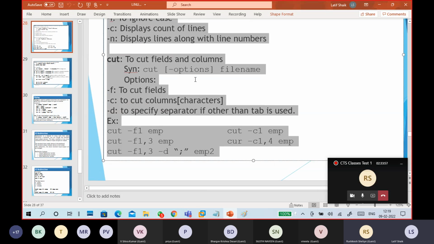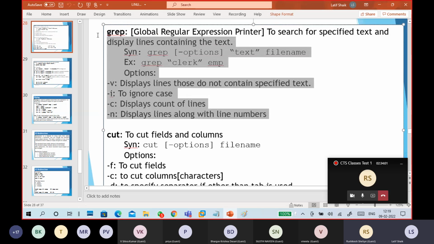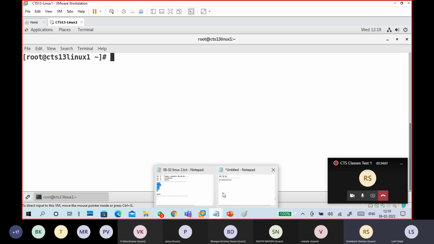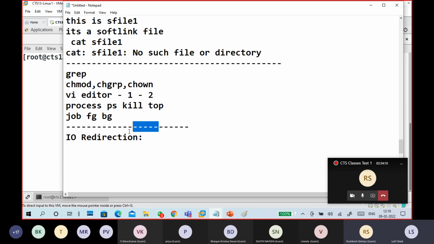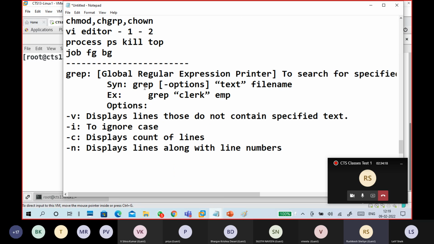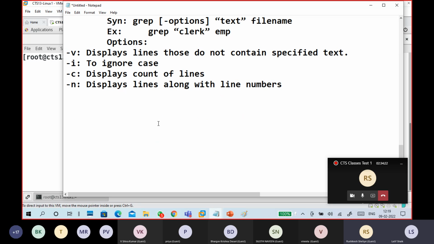Global regular expression printer: to search for a specified text and display the lines containing the text. So first of all, not all, only what I want to grab. Other things I will tell, like sort and everything else. Okay, so this is about grep.